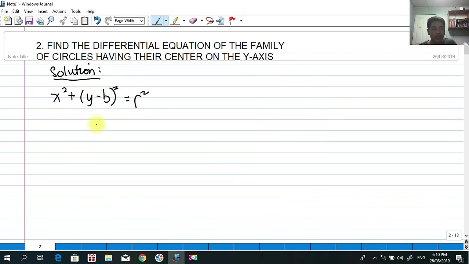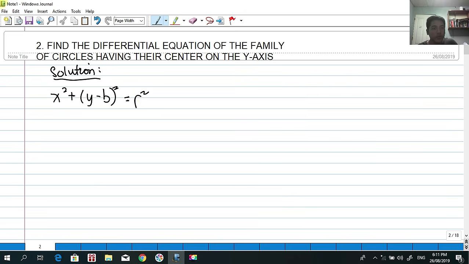So what are we going to do? Identify how many arbitrary constants there are. Then definitely there are two: we have the b and the r. Take note that this r squared is actually the radius squared. So technically it's a constant number.